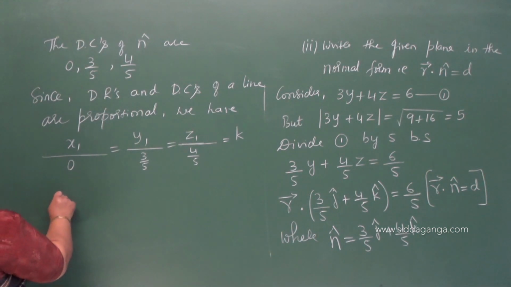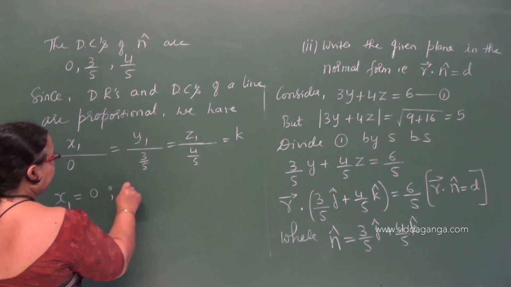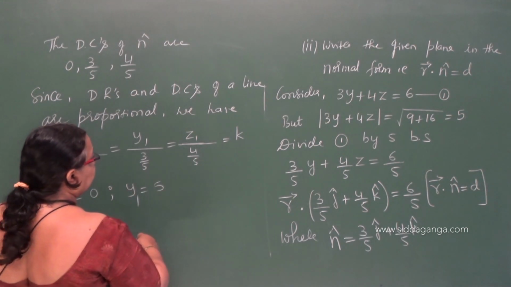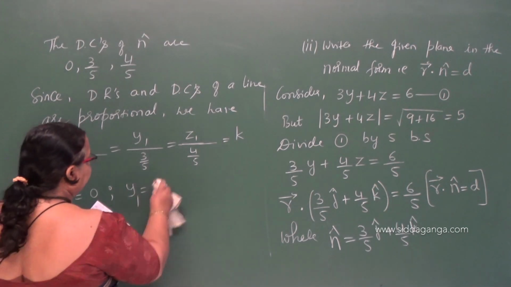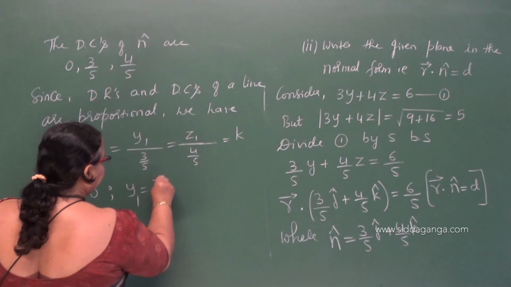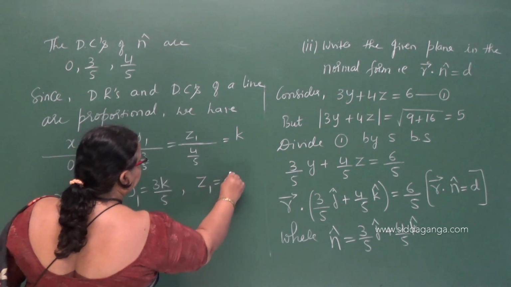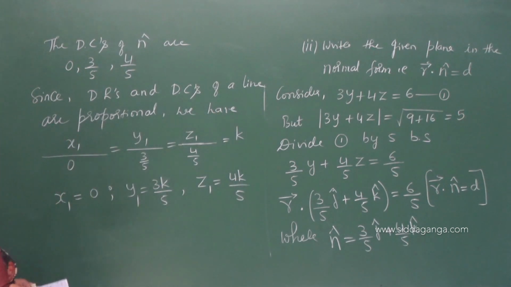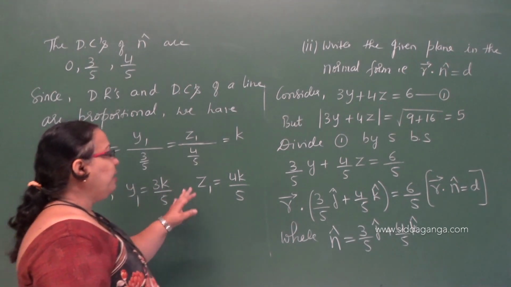So therefore x1 equal to 0, y1 equal to... we cross multiply this. So then we get 3k divided by 5. So y1 is 3k divided by 5 and z1 equal to 4k divided by 5. Now here we have to find the value of k. We have to find k and substitute it into these.